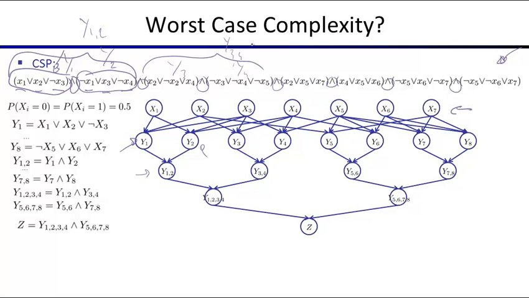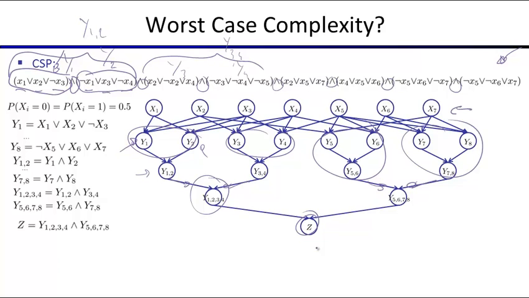So we do this AND over all 8 clauses in a staggered way. Here, y1, y2, y3, y4, y5, y6, y7, and y8. And then here we have 1, 2, 3, 4 by combining 1, 2 and 3, 4. Similarly here for 5, 6, 7, 8. And then finally we have z, which, as its meaning, is just the AND of y1 through y8.